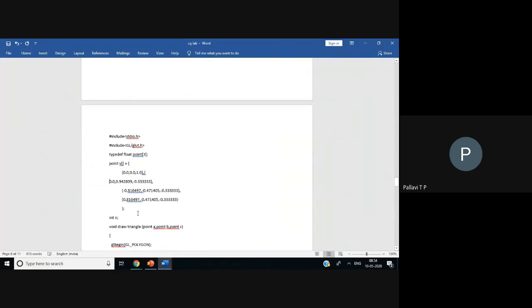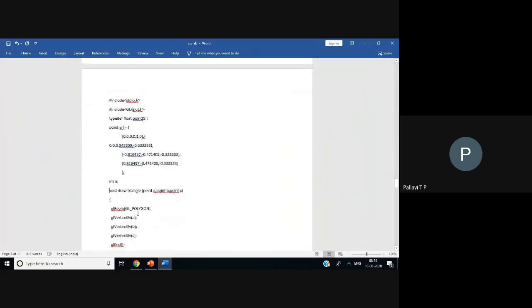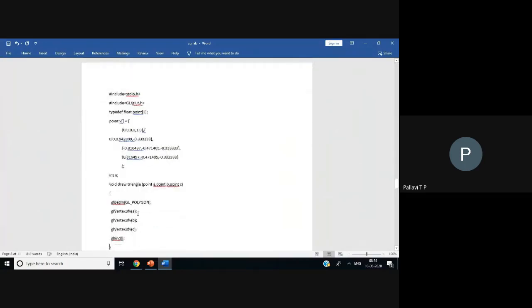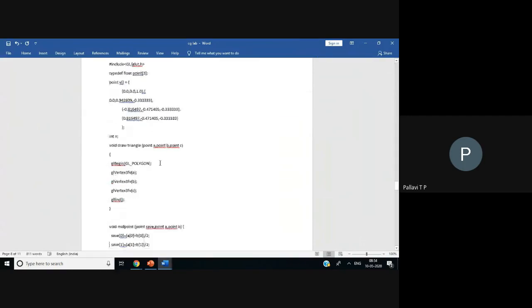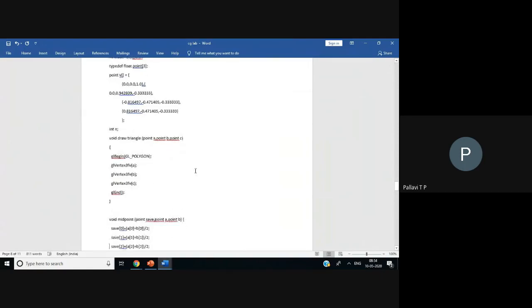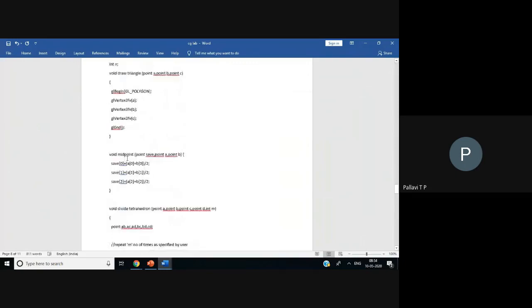Then again, I just now explained the function void draw triangle, for after dividing. After dividing, we just take one particular triangle and we draw that triangle by using the function void draw triangle. It is of points A, B, C. By taking three vertices, we are going to draw the triangle. After drawing the triangle, we have to find the midpoint of it. So that is very much needed.